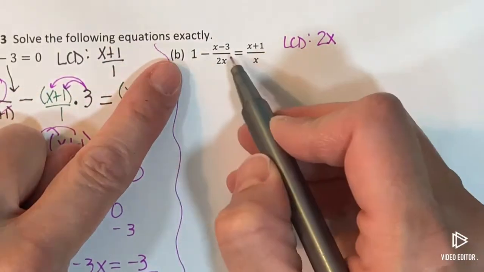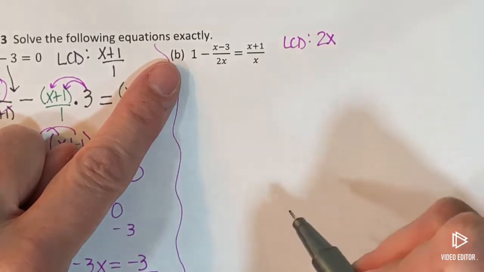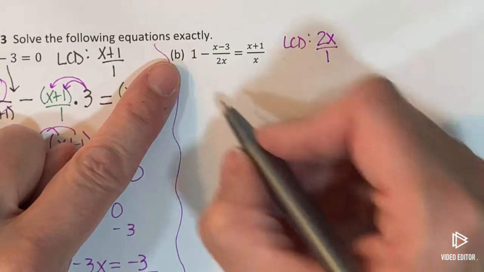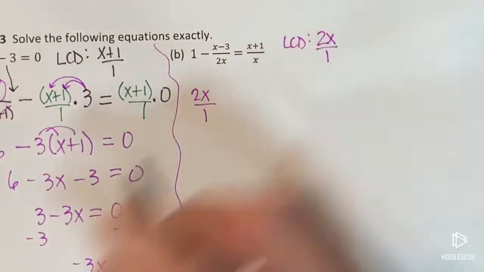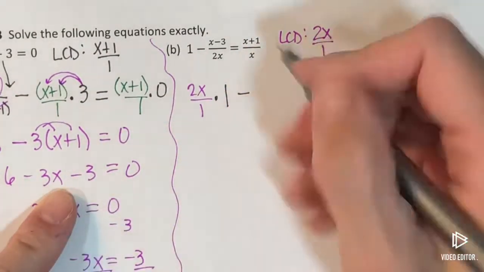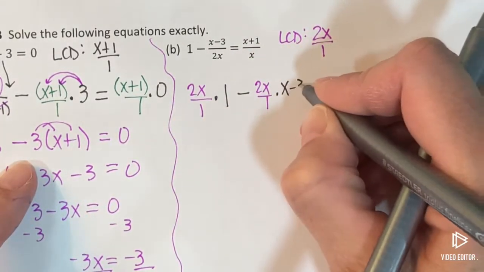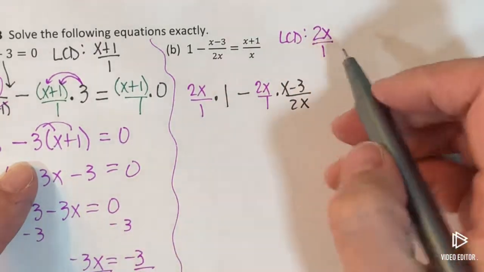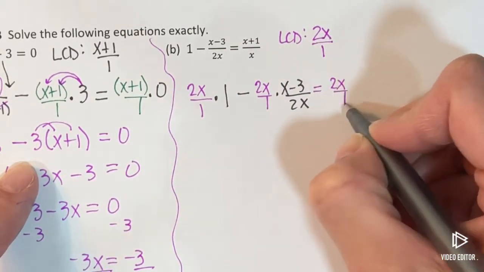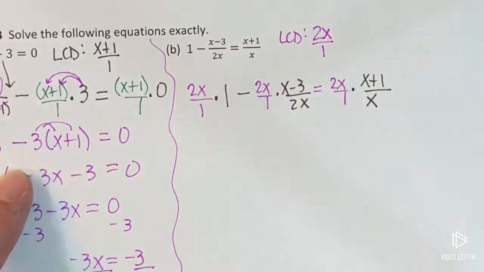Okay, so I have a 1, I have this x minus 3 over 2x, and this x plus 1 over x, and each one of those is going to get multiplied by 2x over 1. So I have 2x over 1 times 1 minus 2x over 1 times this x minus 3 over 2x. We're going to have to be really careful on signs there. Equals 2x over 1 times x plus 1 over x. Okay, if you want to put parentheses, you can.